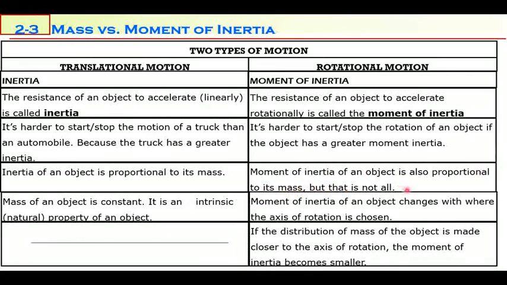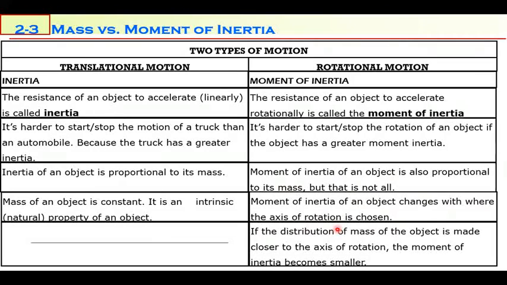But that is not all. Why? Because moment of inertia of an object also changes with where the axis of rotation is chosen. So for the same object, if you rotate the object about different points, the moment of inertia could be different. So moment of inertia also depends on about which point this object is rotating. This is explained by this sentence: distribution of mass of an object.